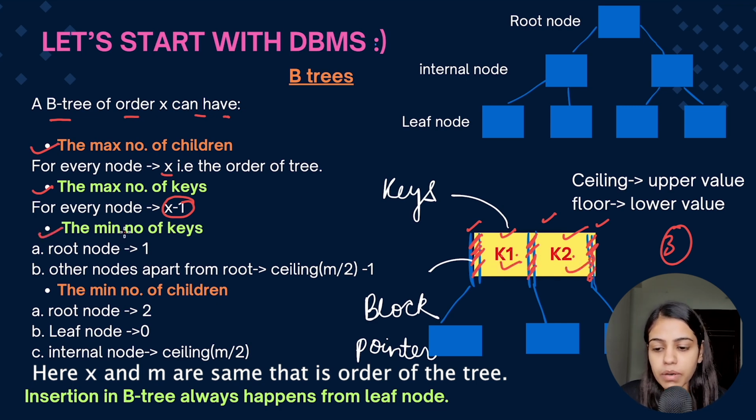Now coming to the minimum number of keys. The root node can have a minimum of 1 key. The other nodes apart from the root can have ceiling of m by 2, minus 1. Now what is this ceiling? Ceiling tells us the upper value.